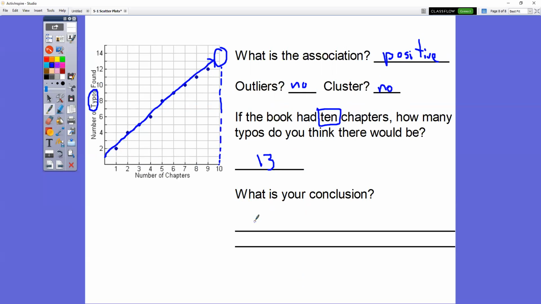Write your conclusion. Well, as the number of chapters increase, so as we go over to the right and the chapters increase, what happens to the number of typos? The typos also increase. So as the chapters increase, the typos also increase.